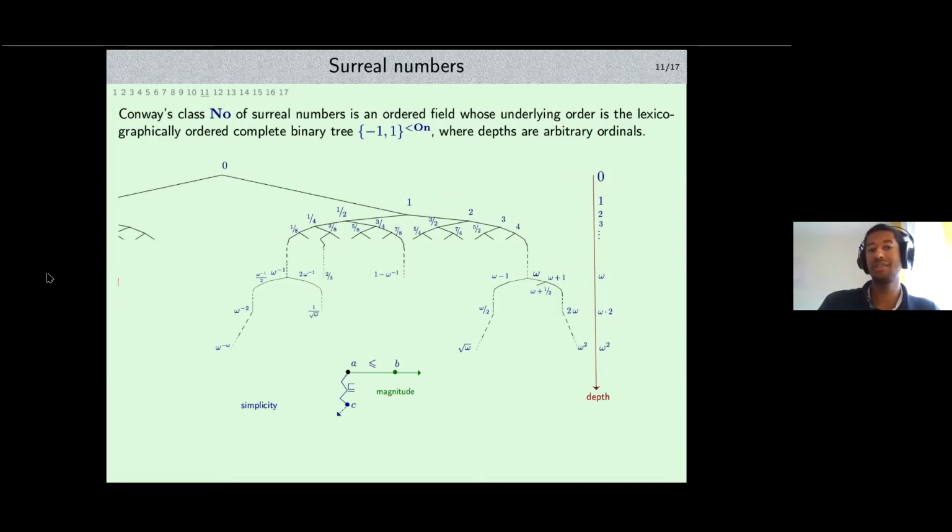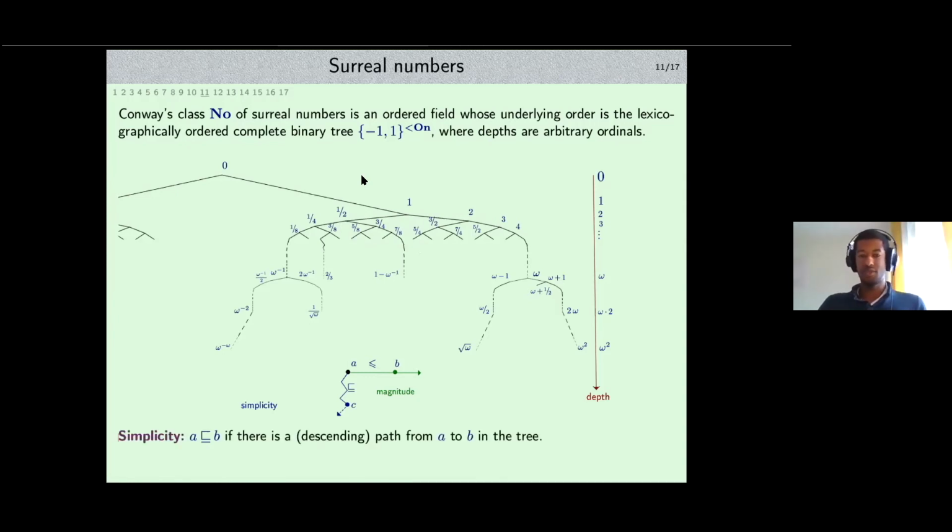And it is lexicographically ordered, meaning that if you want to know if 1/2 is greater than 3, for instance, you just compare 3 and 1/2 to their last common ancestor, which is 1. And so this is smaller than 1, and this is greater than 1. So this is smaller than this, for instance. And you also have the simplicity relation, which is just the fact that there are paths between nodes in the tree. So we say that 1 is simpler than 4 because there is a path from 1 to 4 in the tree, for instance. And 3/4 is simpler than this one number here.